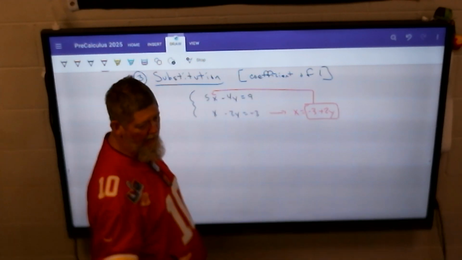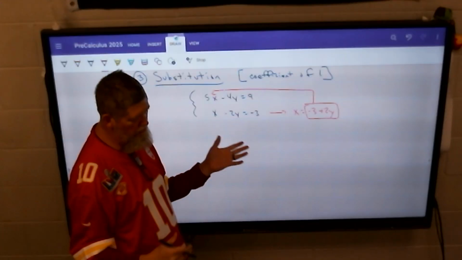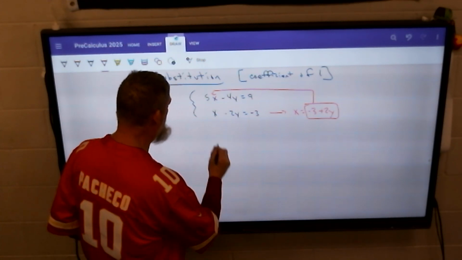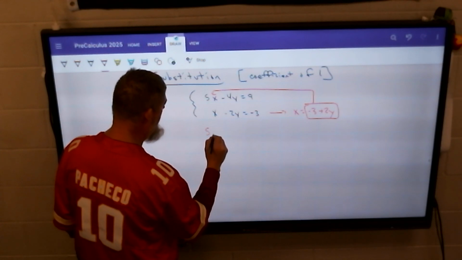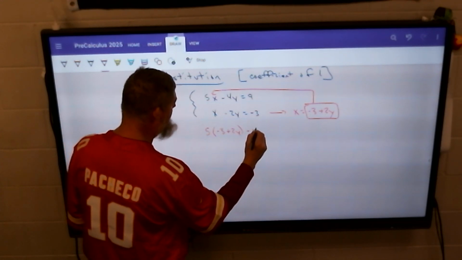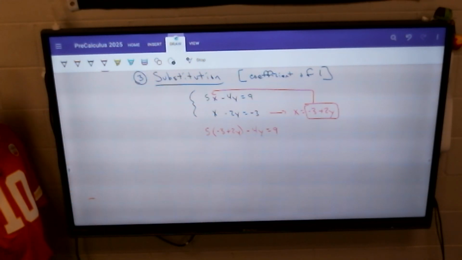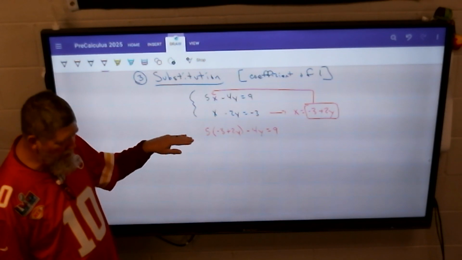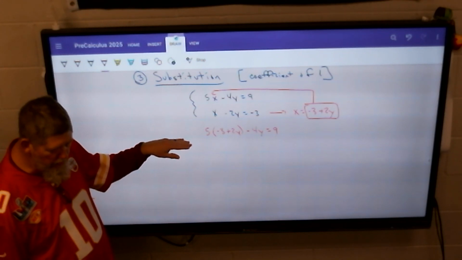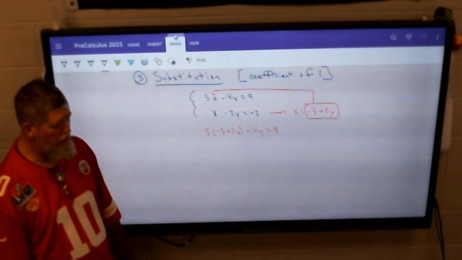Now, I have to go into the other equation. If I go back into itself, I'm going to get 0 equals 0 every single time. So you have to take that and go back into the other equation. So in place of x, I would do 5 times negative 3 plus 2y, minus 4y equals 9. And now, more theoretically, what have I created? I have one equation with how many unknowns? One unknown. Now I'm just solving for y.